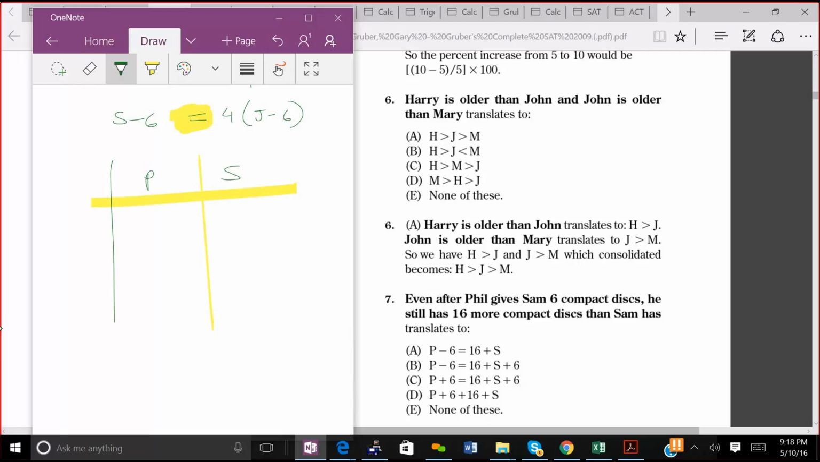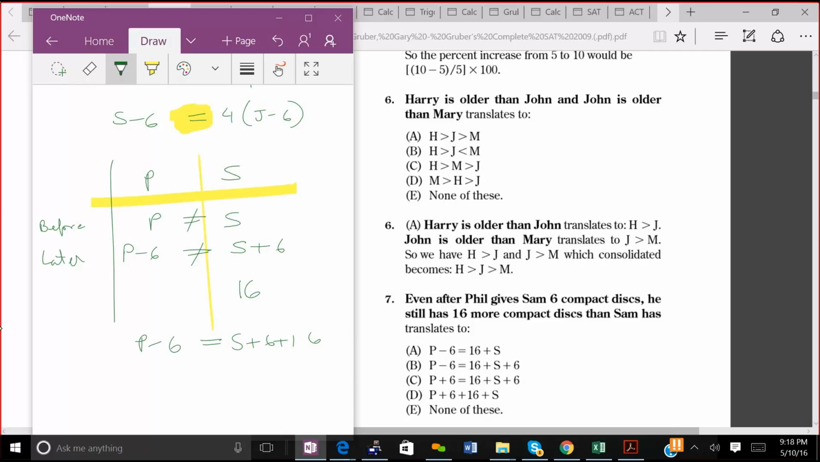So even after Phil gives Sam 6 CDs, so before, Phil has P and Sam has S, and that's not equal. So later, Phil will give Sam 6. So Phil will lose 6, and Sam will gain 6. That's not equal either, right? And then, to make it equal, you have to go to the store and buy 16 CDs for Sam, right? Now they'll be equal.